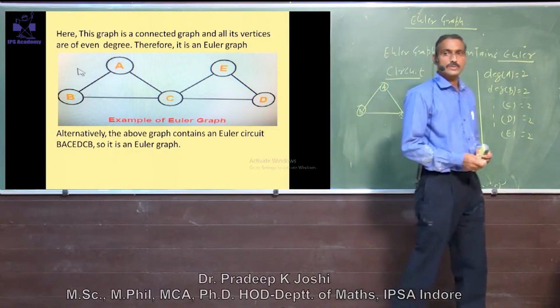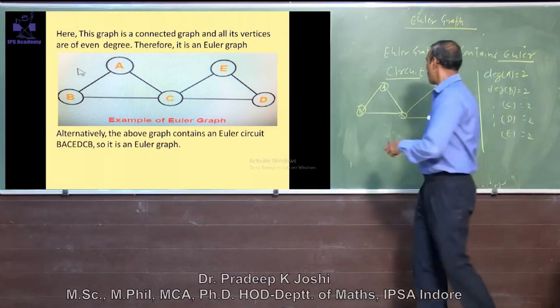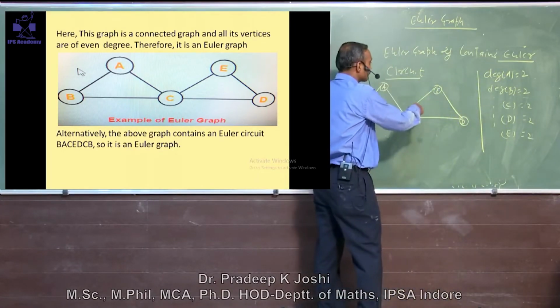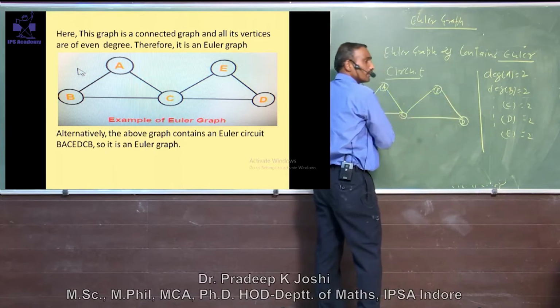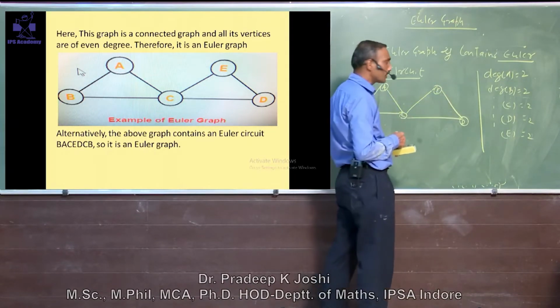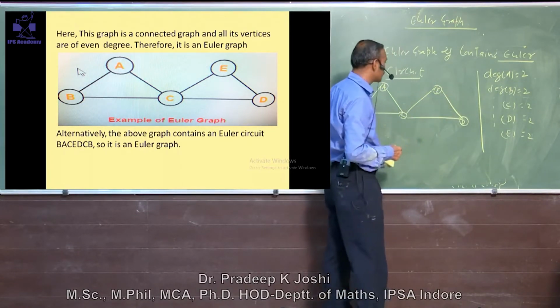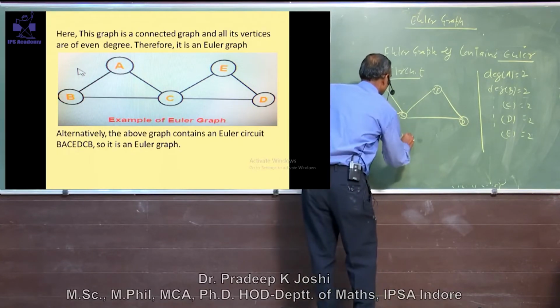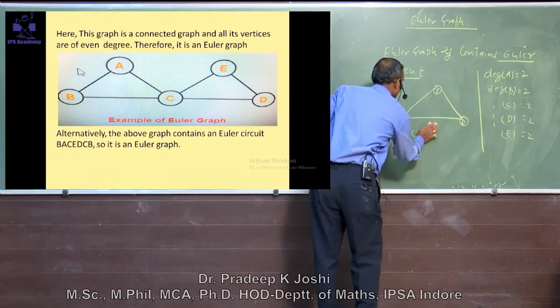Now we consider the second definition. We have to move on a graph, visit all the edges of the graph, and return to the initial point. Then it is known as an Euler circuit, and a graph containing an Euler circuit is known as an Euler graph. Now, what is the Euler circuit in this graph? Now you have to find the Euler circuit.